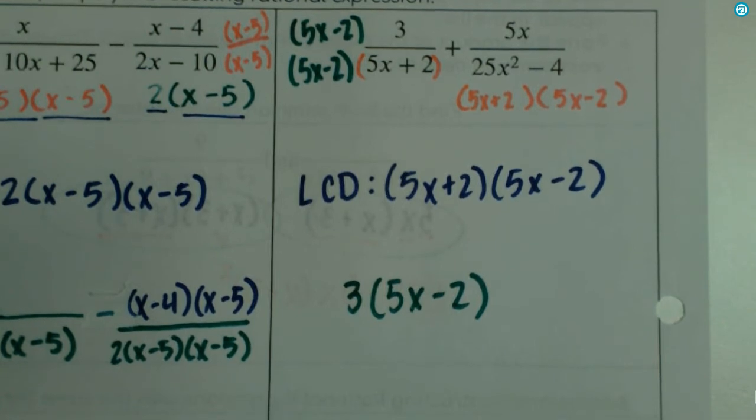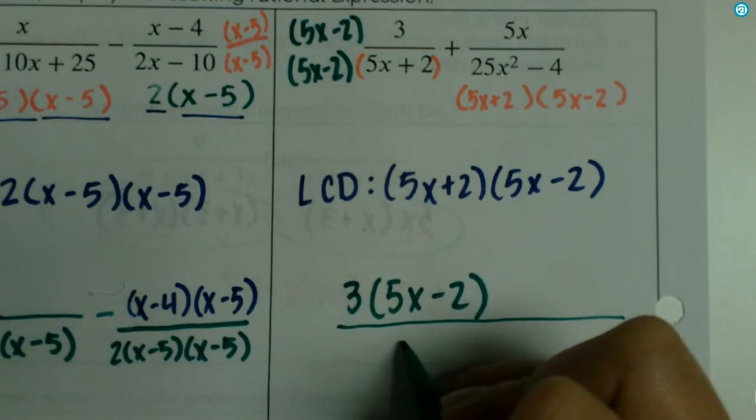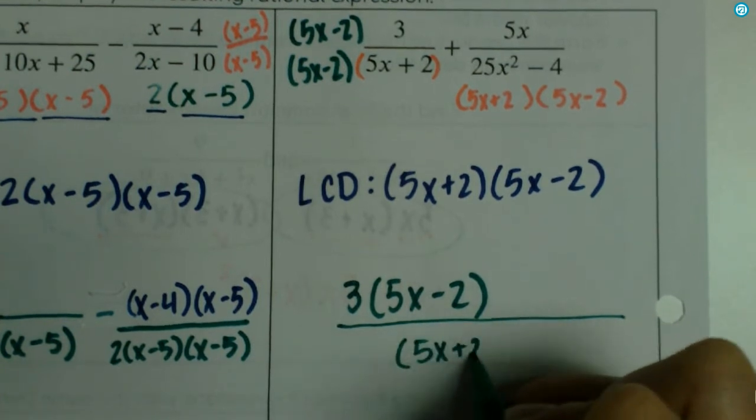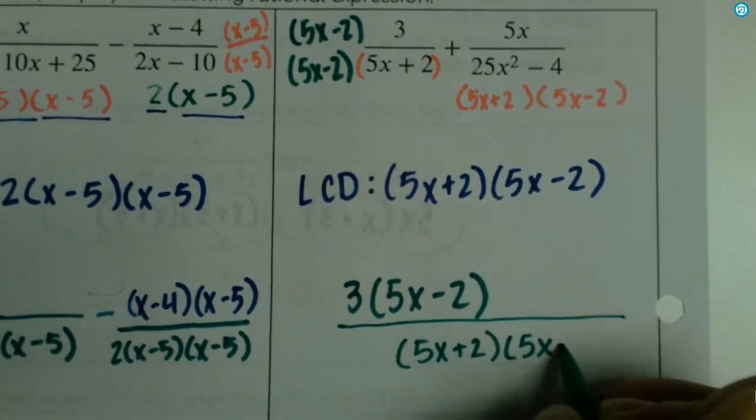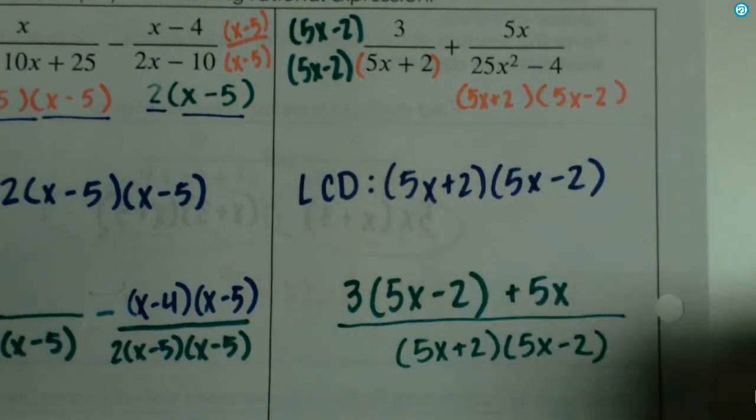And then I'm going to go ahead and, now that we have a common denominator, just make it all one fraction. So I'm going to put my denominator on here. That's my denominator I wanted. And my second one just stays plus 5x.